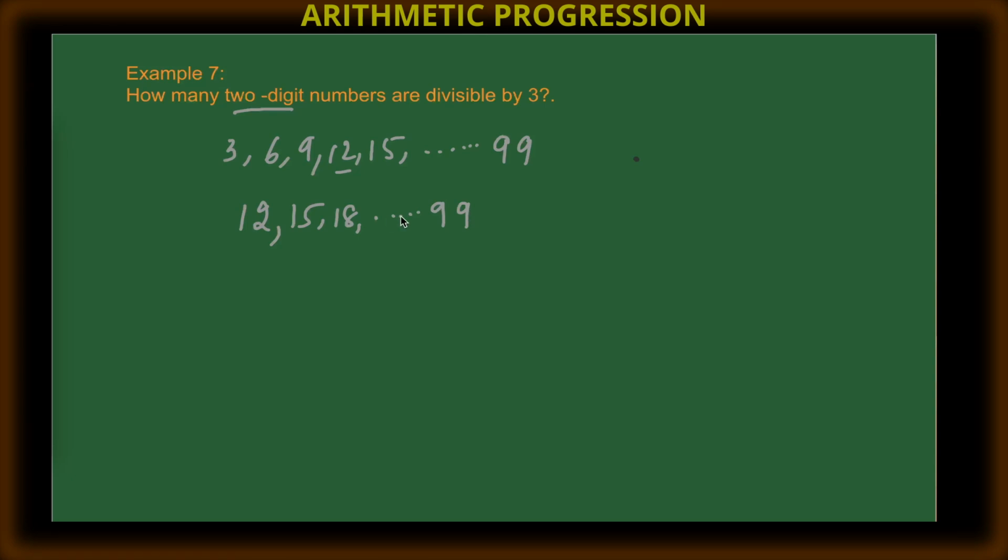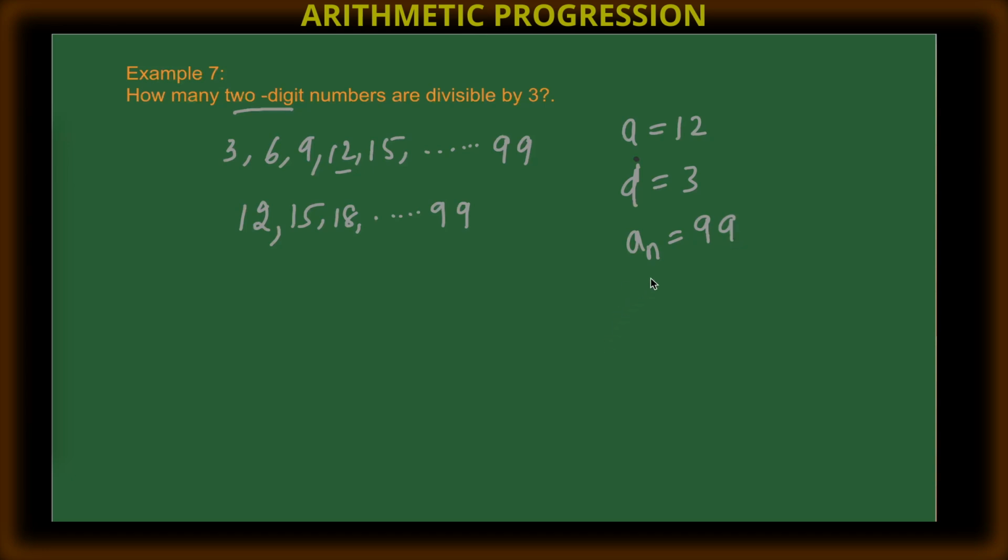So let's try to solve this here. What are the things which we know? We know A. What is A? A is 12. What is D? D is nothing but 3, since it's a multiplication of 3. And what else do we have? The last term, an, is equal to 99.